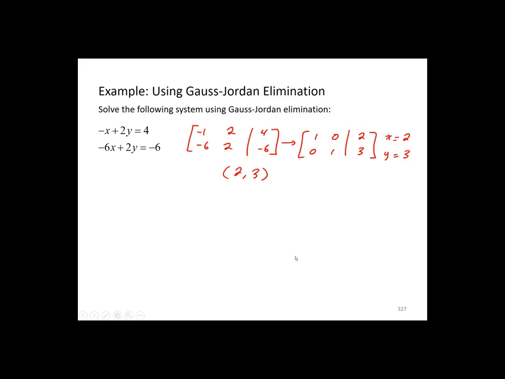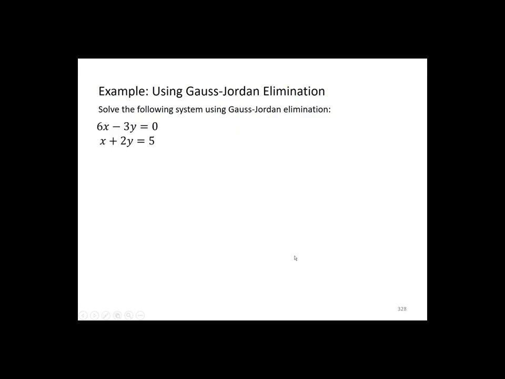Now our final example, using Gauss-Jordan elimination, solve the following system using Gauss-Jordan elimination. My first equation is 6x minus 3y equals 0, which will make my augmented matrix have a first row of 6, -3, 0. My second equation is x plus 2y equals 5, which will mean my augmented matrix has a second row of 1 for the x coefficient, 2 for the y coefficient, and a constant of 5.